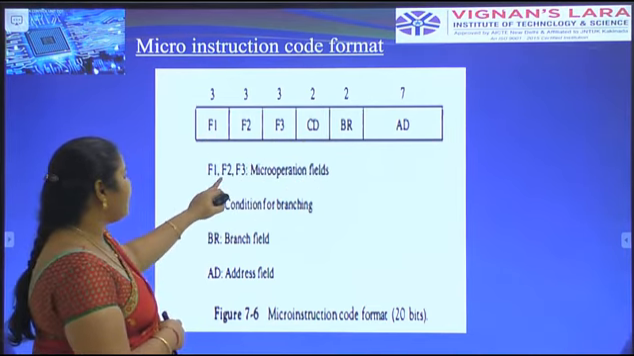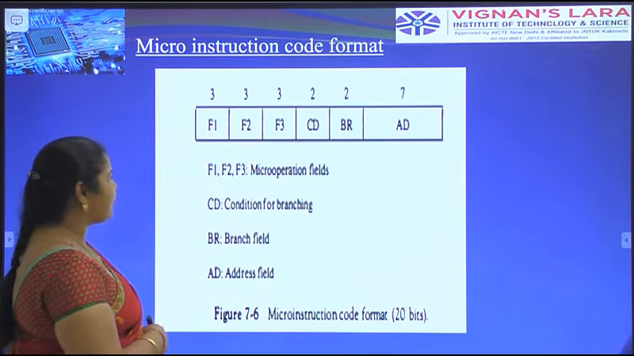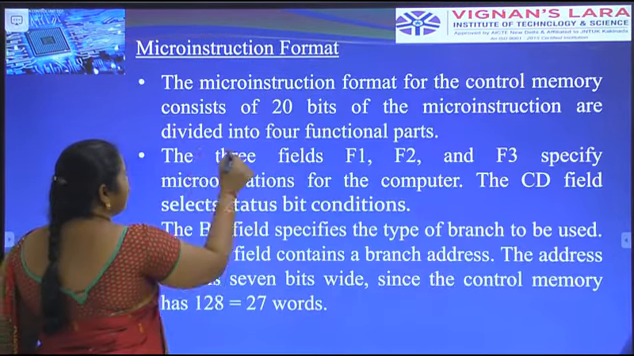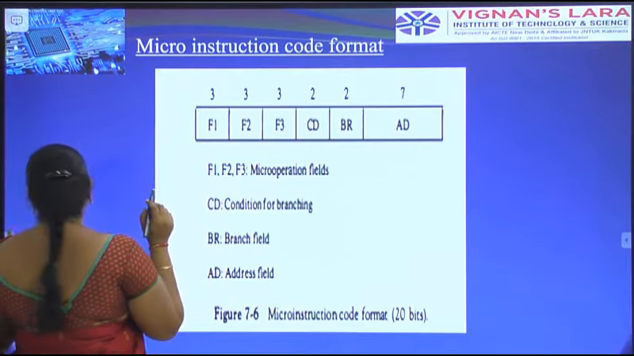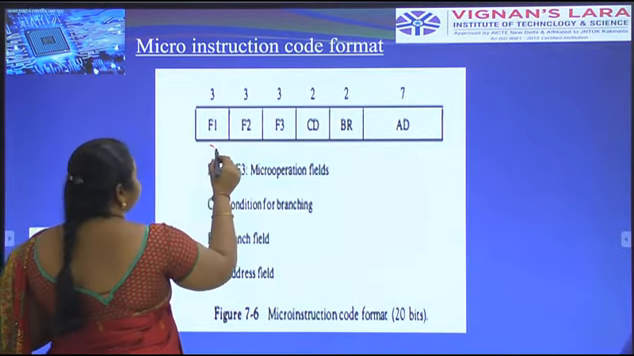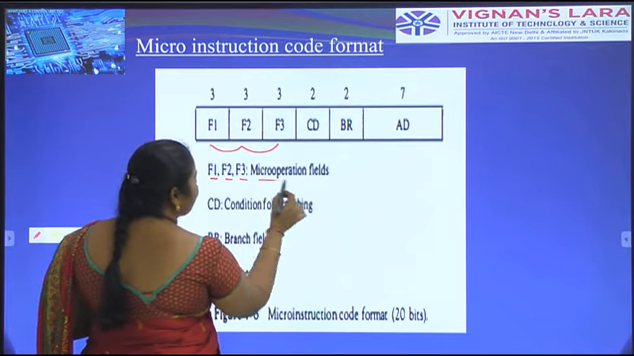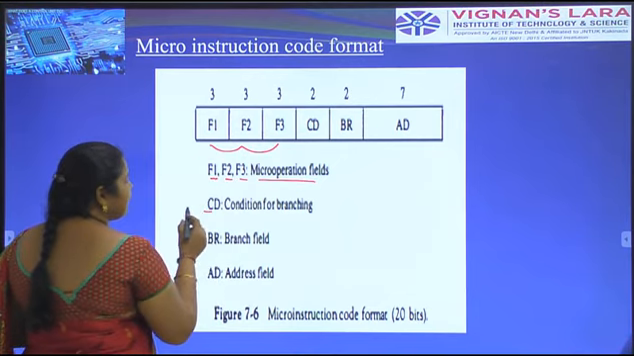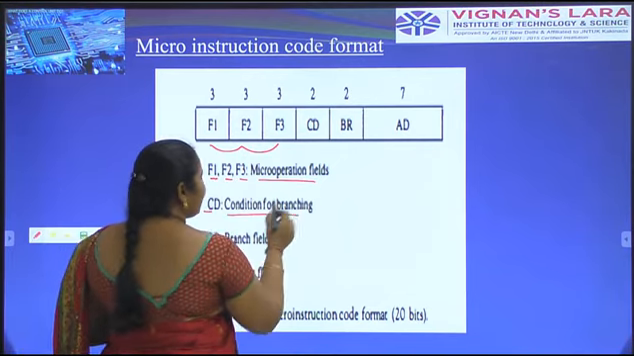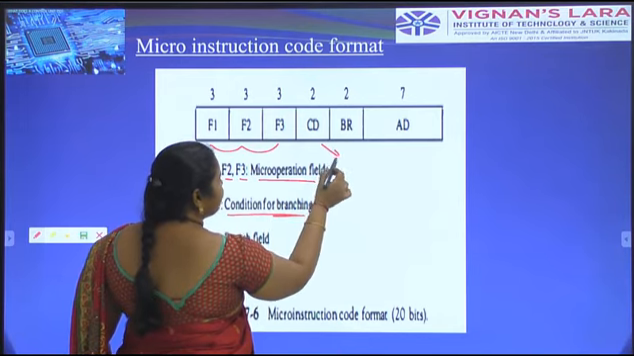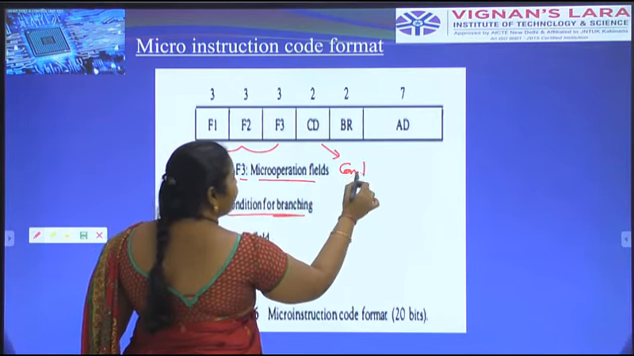Here F1, F2, F3 are the micro-operation fields. Fields 1, 2, 3 are micro-operation fields. Here CD means condition for branching. CD is nothing but condition branching.